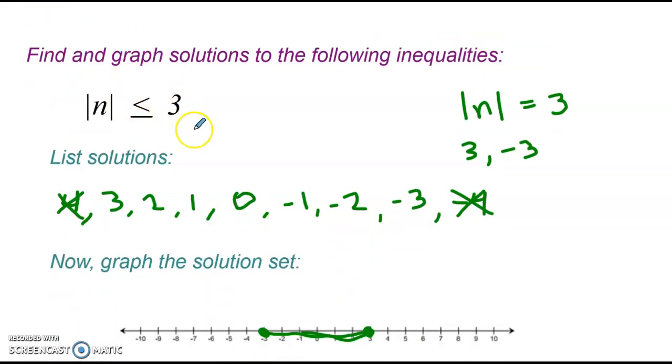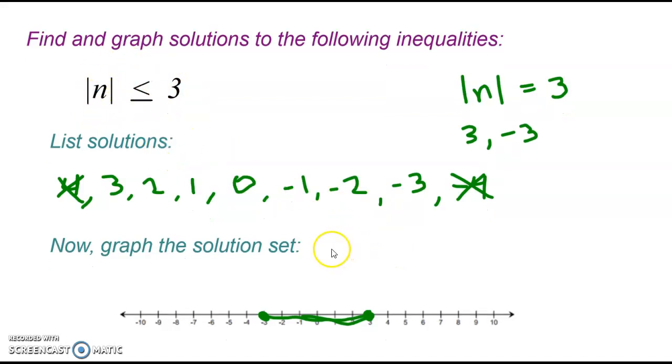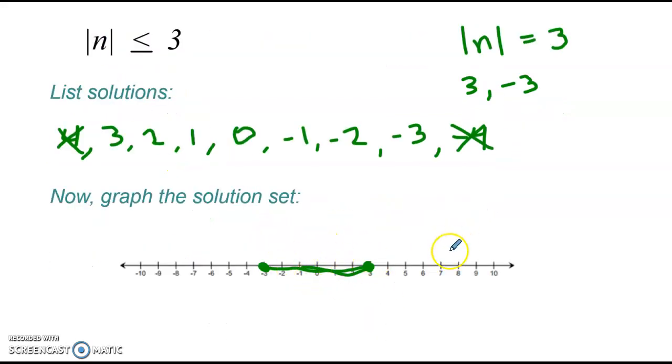So if we sort of recap what we've done here so far, if I say n is less than or equal to 3, and I want to write out this solution algebraically, here's the graph. I can say that n is greater than negative 3, so I'm going to write this as a combined statement. Negative 3 is less than or equal to n, which is less than or equal to 3. So this is saying that n is greater than or equal to negative 3 and less than or equal to 3. This is an and statement, right?